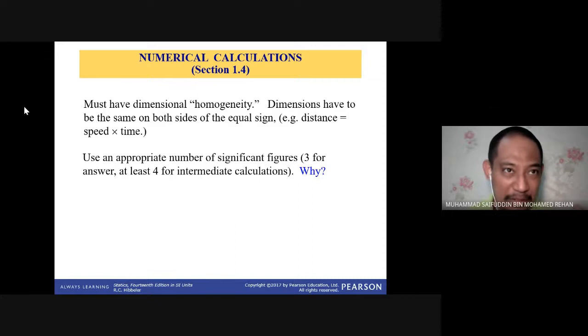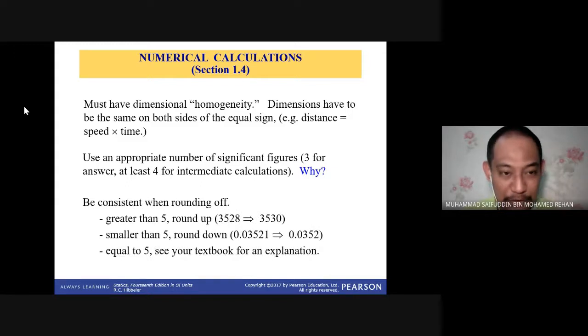So because we are learning about engineering, our answer should be logical in terms of the engineering world. Of course, our answer in the calculator has many numbers, but that's mathematical, right? But when we go to engineering, the answer has to be logical. All right.